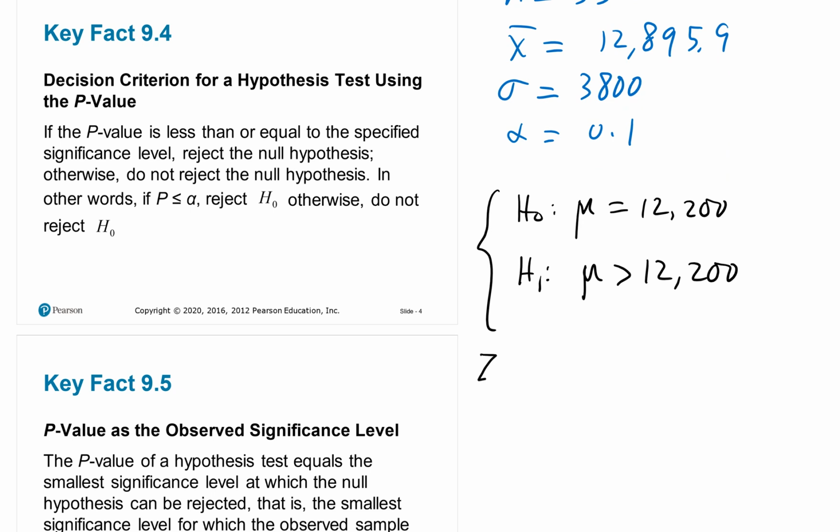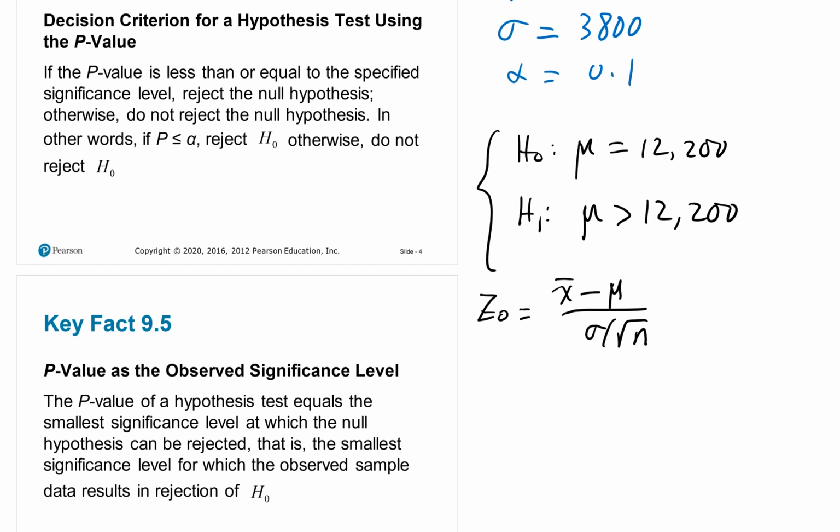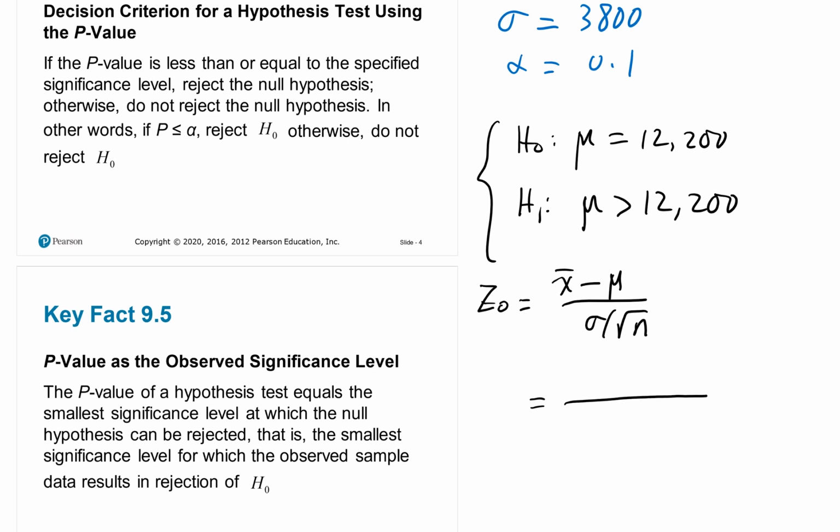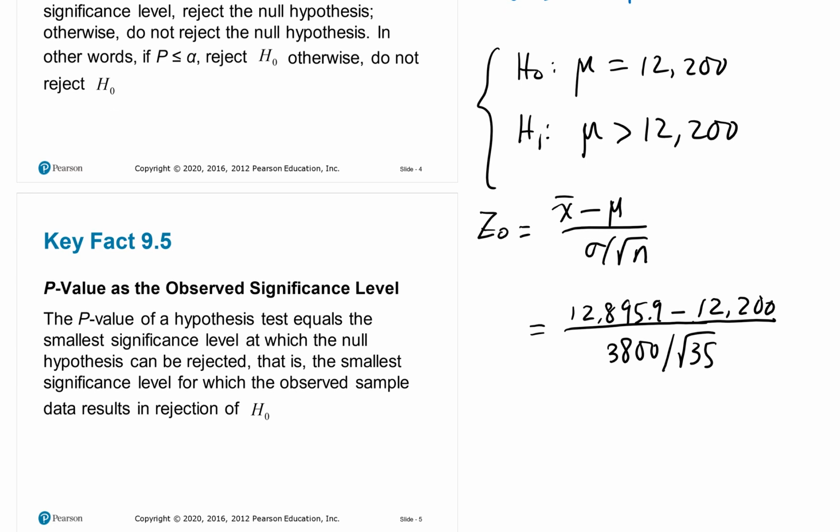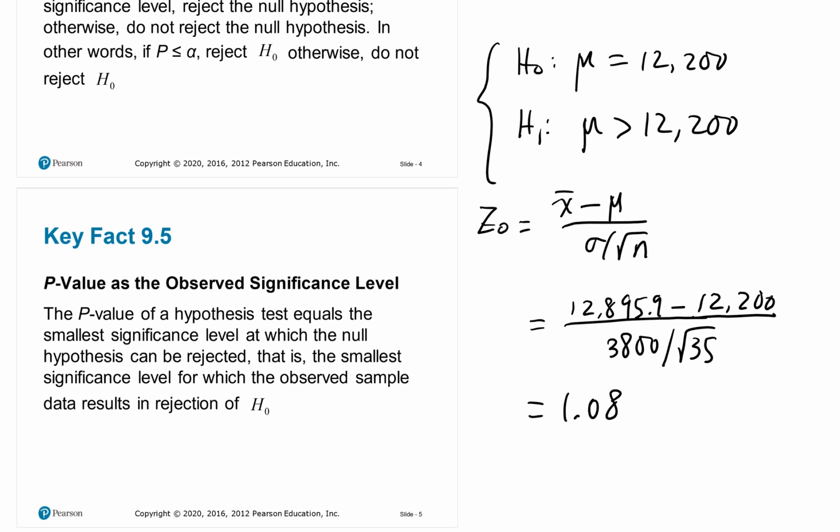And we need to find z sub 0: x bar minus mu over the standard deviation over the square root of n. X bar is 12,895.9. The mean is 12,200. The standard deviation, which is given, is 300, over the square root of 35. It was the same value we got in the previous section. So that's z sub 0, the z statistic that we're going to use with table 2.